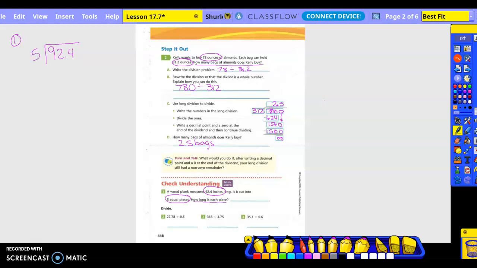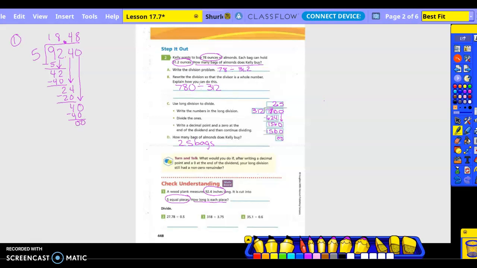Okay, do I already have a whole number that I'm dividing by? Yes, so my decimal goes straight up. 5 into 9, minus 5, 4, bring down the 2, 5 into 42, 8 times, minus 40, 2, bring down the 4, 5 into 24, 4 times, minus 20, and I still have 4 left over. What can I add to the end? A 0. Bring it straight down. 5 into 40, 8 times, minus 40.